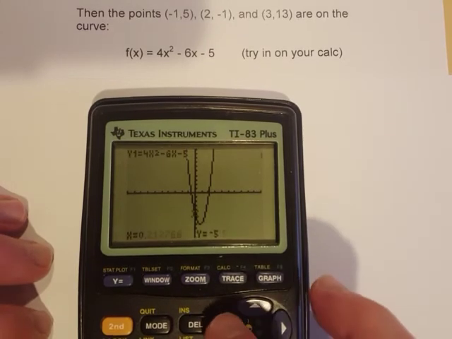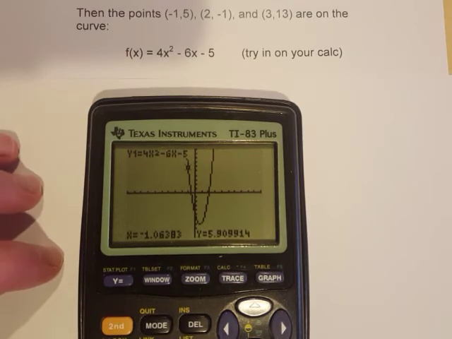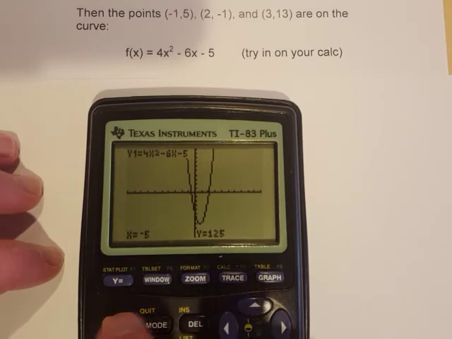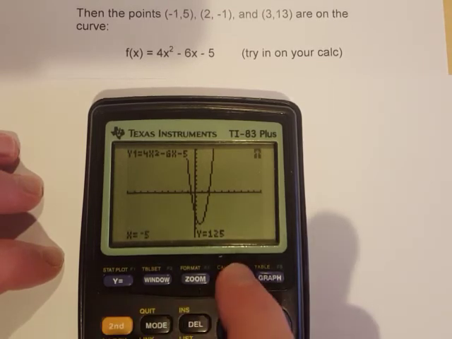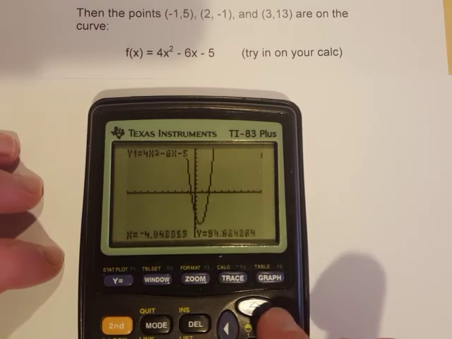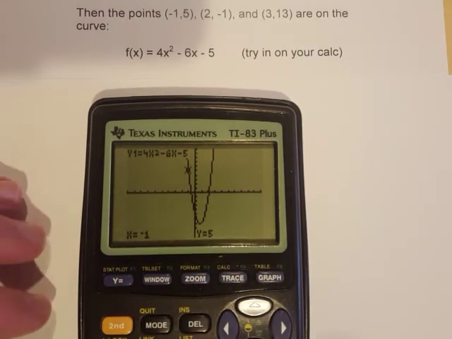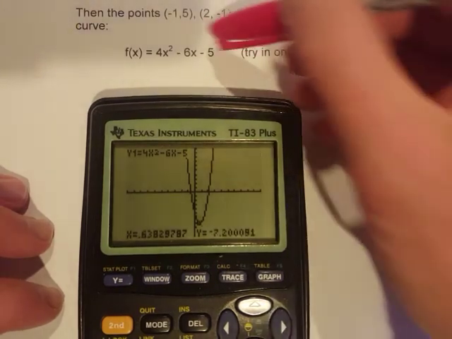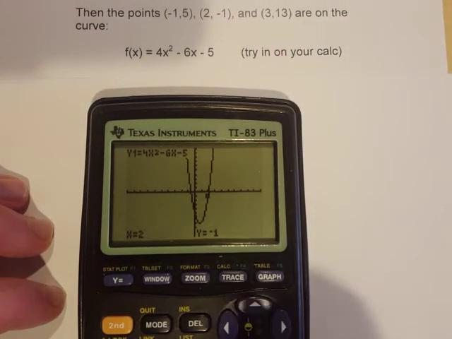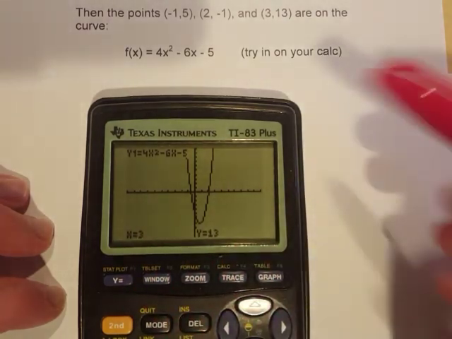So maybe I start tracing this, and I want to find out if negative 1, 5 is it. So I'm on trace. I'm just going to punch in negative 5, hit enter, and whoops, I meant to hit negative 1. So I'm going to trace it again. Okay, I meant to punch in negative 1, and there we go, negative 1, 5 is one of them. I keep tracing it. Maybe now I punch in 2 for x, and there's my point, 2, negative 1, and then finally 3. Just punch in 3. It's off the grid somewhere, but 3, 13 is another point.